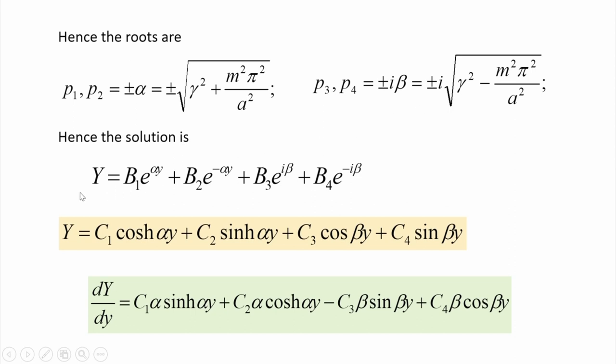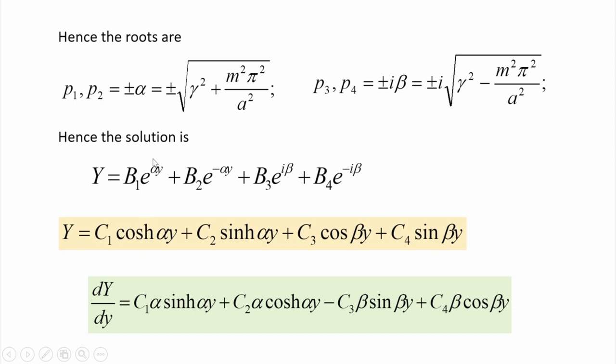So when we write the solution as y = b1 e^(αy) + b2 e^(−αy) + b3 e^(iβy) + b4 e^(−iβy), then after converting this into cosine and sine terms, and this into cos hyperbolic and sine hyperbolic terms, similarly this is also cos hyperbolic and sine hyperbolic, but there will be a change of sign. So after rearranging or plugging together the constants of the same term, we can write capital Y = C1 cosh αy + C2 sinh αy + C3 cos βy + C4 sin βy.